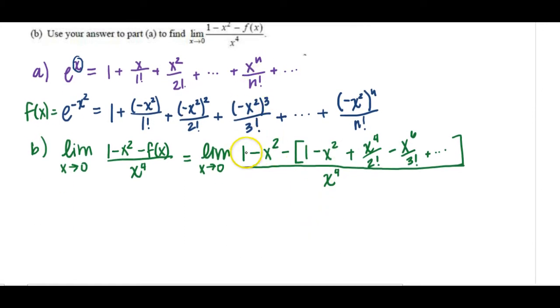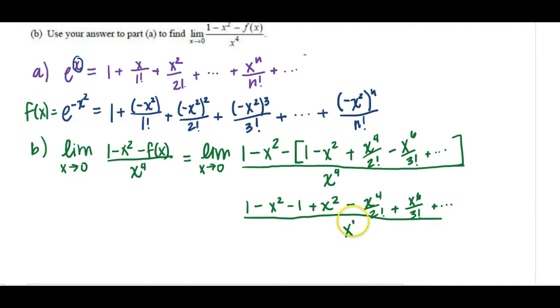Let's see what happens. So the 1 and the 1 are going to cancel because this negative here distributes. So I'm going to have 1 minus x squared minus 1 plus x squared. So now you can see the x squared terms are going to cancel. And then minus x to the 4th over 2 factorial plus x to the 6th over 3 factorial, and so on. And then we're going to have all over x to the 4th. So quite a bit cancels.